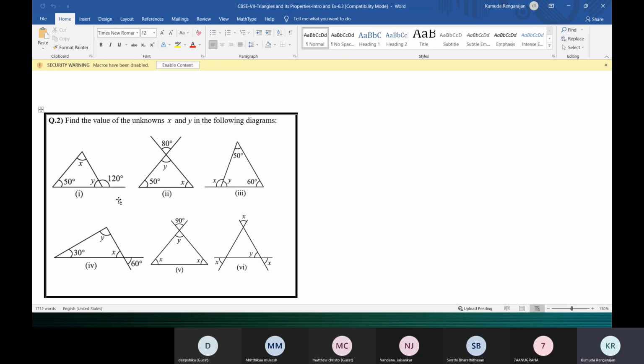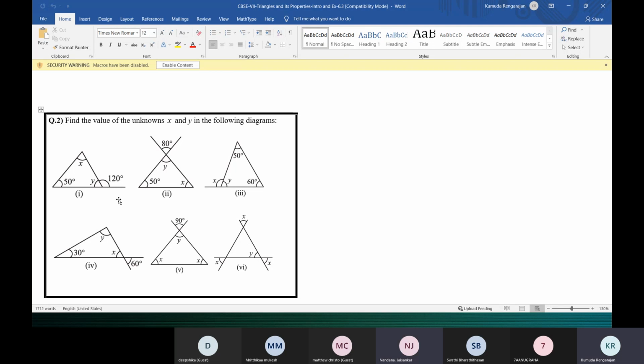Second one, what's the value of y? Ma'am, shall I answer? Yes, Nandana. Ma'am, since the sum of two interior opposite angles is the exterior angle, 50 plus x is equal to 80 degrees. No, I said find y. Ma'am, y we can do in two methods, which is angle sum property and linear pair.